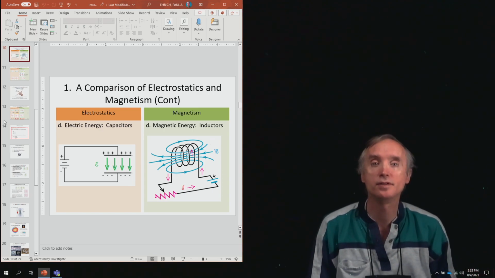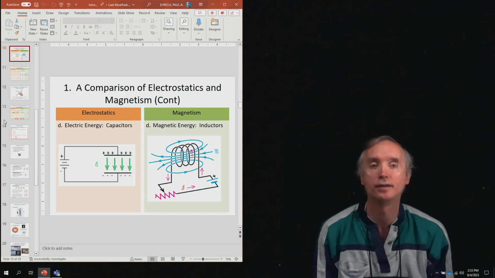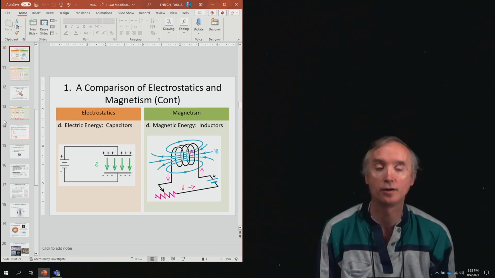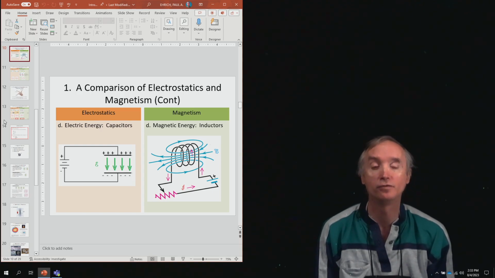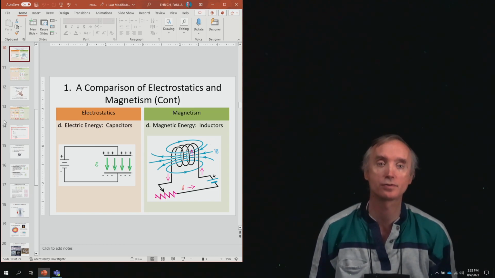Okay, now we're going to continue our comparison of electrostatics with magnetism, and now we want to talk about how energy can be stored in the form of magnetism. But before we do that, let's go back and review what we know about capacitors.